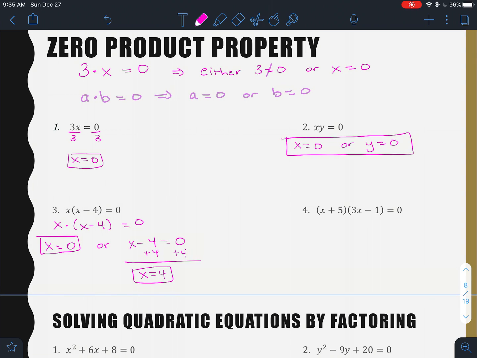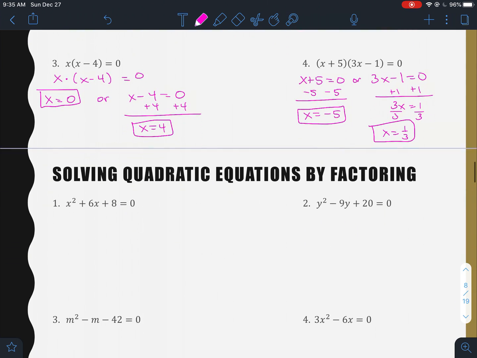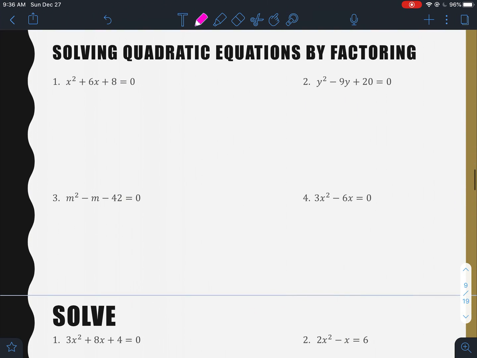On number 4, again, I'm multiplying two pieces together. I'm taking x plus 5 times 3x minus 1, and I'm getting 0. Since I'm multiplying two pieces together to get 0, one of those two pieces has to be equal to 0. So either x plus 5 is equal to 0 or 3x minus 1 is equal to 0. And then we would solve both of these. Subtract 5 from both sides, and either x is equal to -5, or add the 1 and divide by the 3, and x has to equal 1/3. So your two possible answers for number 4 are either x is equal to -5 or x is equal to positive 1/3.